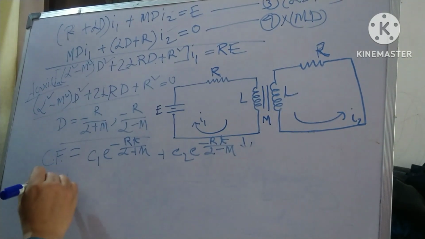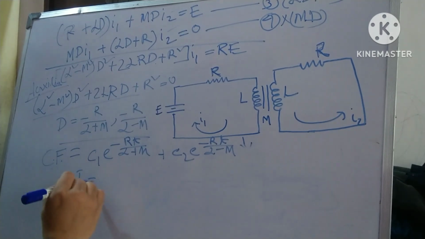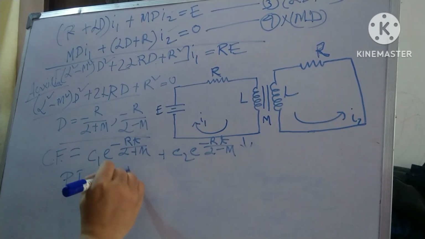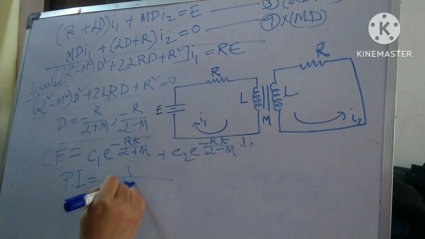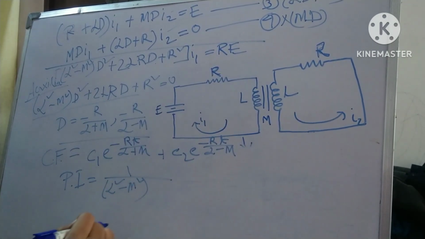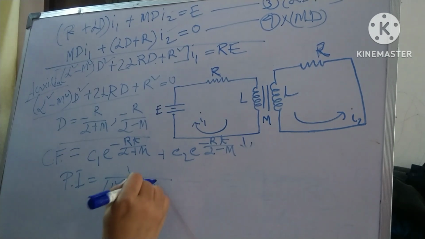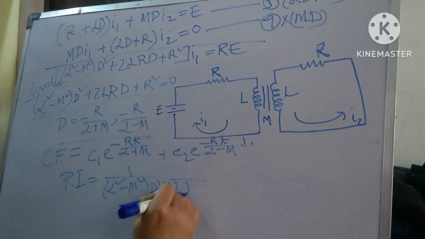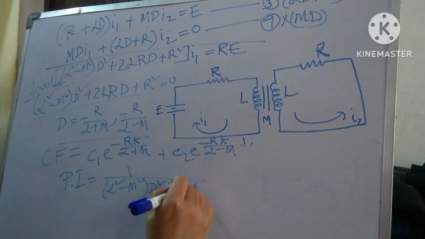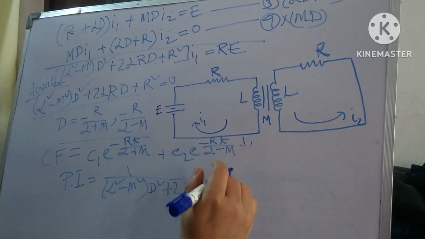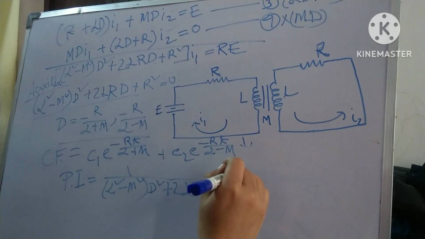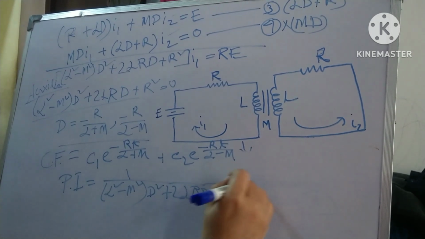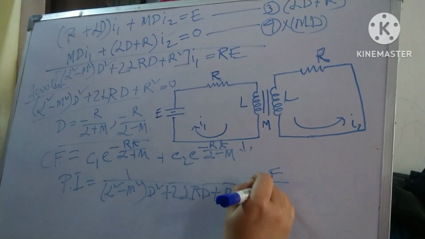So the particular integral is equal to (L square minus M square) D square plus 2L RD plus R square equals E by R.